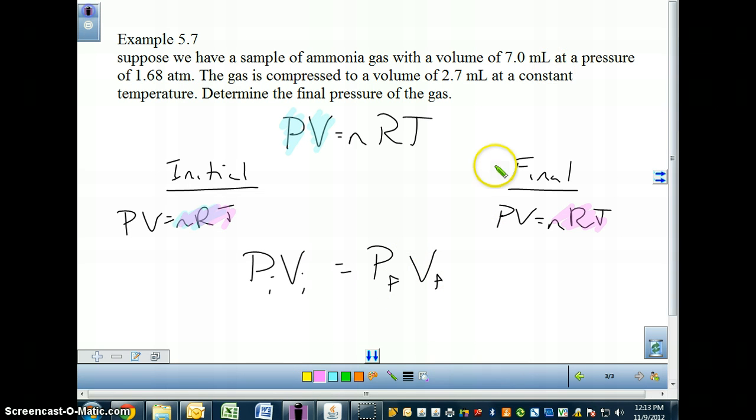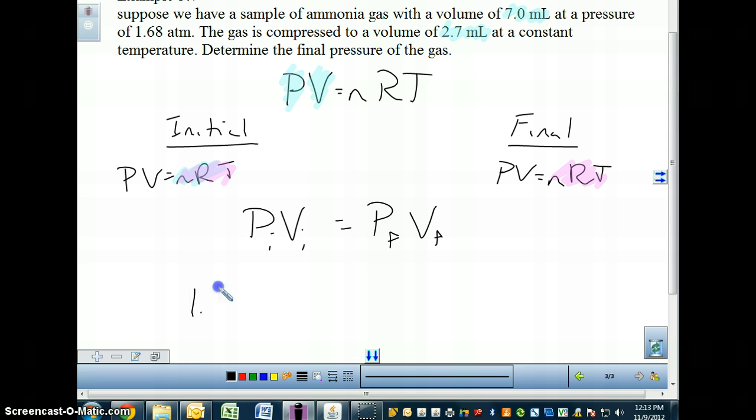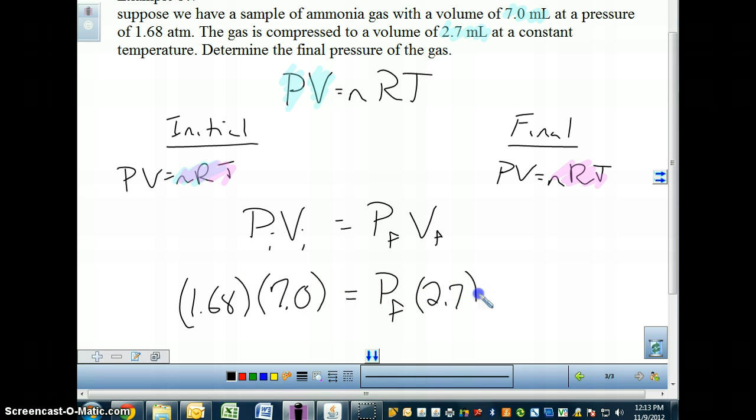I'm given my volumes in terms of milliliters. However, if I start out with milliliters and end up with milliliters, I don't need to worry about the conversion, because I would be converting from milliliters to liters by dividing by 1,000 and then converting liters back to milliliters by multiplying by 1,000, and it all goes out in the end. So my initial pressure can be written out as 1.68 atmospheres times my initial volume, which is 7.0 milliliters, equals my final pressure times my final volume of 2.7.